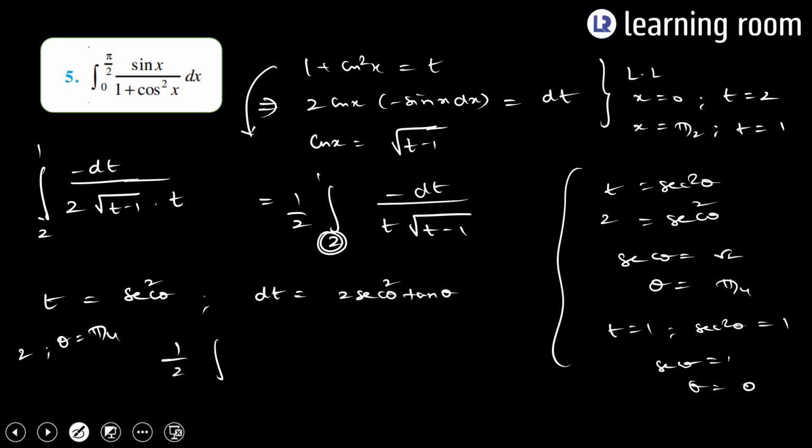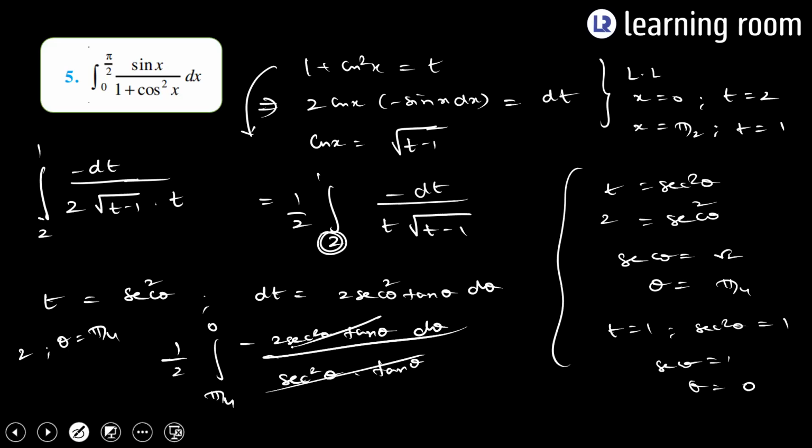So then what will happen? Integral of pi by 4 to 0 minus 2 secant square theta tan theta d theta divided by t, which is secant square theta into tan theta. So it's getting cancelled. The 2 and 2 are also gone. Minus 1 into integral of d theta is theta between pi by 4 to 0. You will get the answer as pi by 4. So that should be the answer. Check the back one.